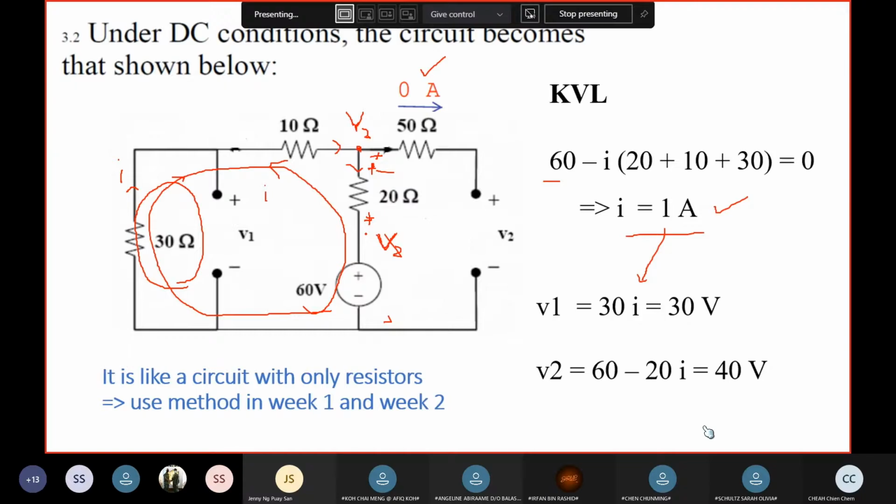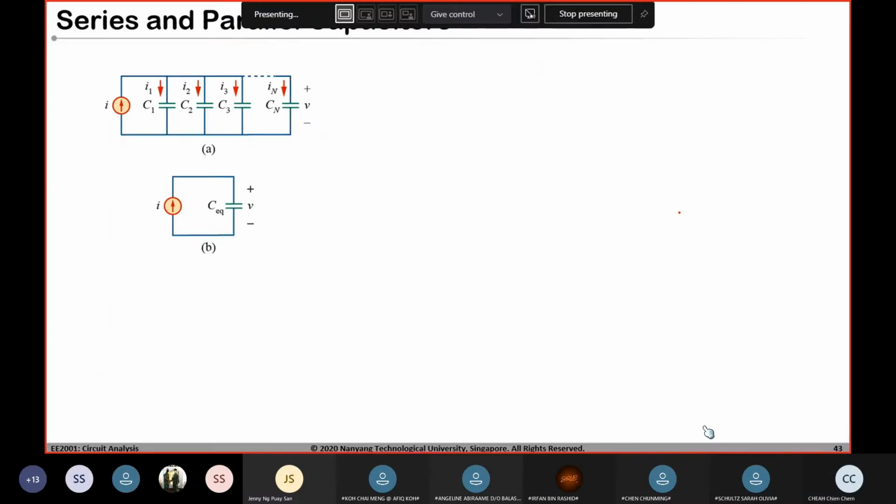Okay, we have seen how to simplify series combinations of resistors as well as parallel combinations of resistors. Actually, you can also do it for energy storage elements. Of course the property is different, and therefore you simplify them in a different way. But here I'll just review what you have learned in your lectures.